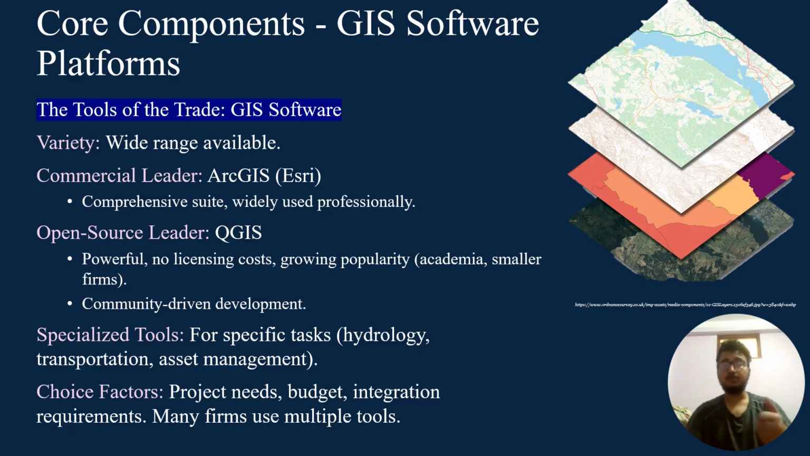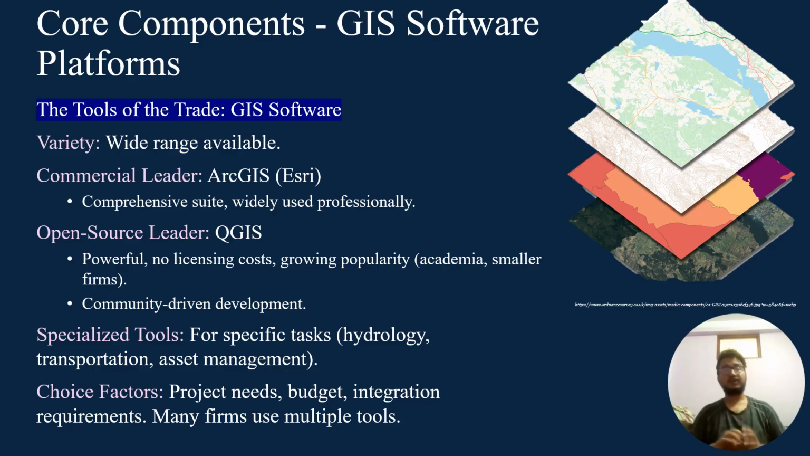And then the other one, QGIS, is the leading open source alternative. It provides powerful functionality without licensing costs, making it increasingly popular among academic institutions and smaller engineering firms. This open source nature means a global community is constantly improving and expanding its capabilities.